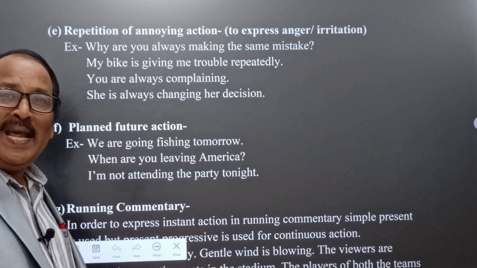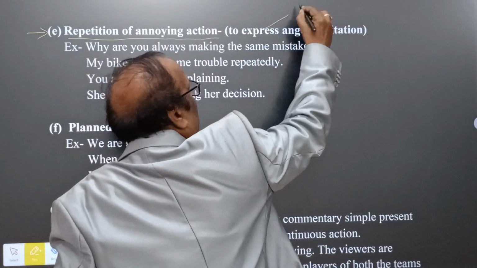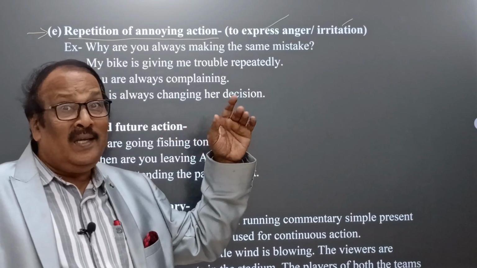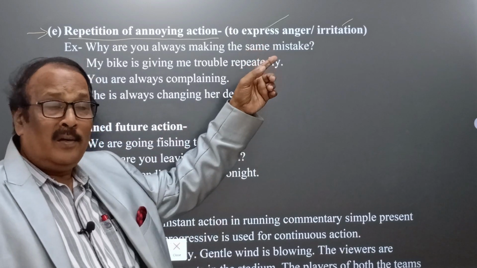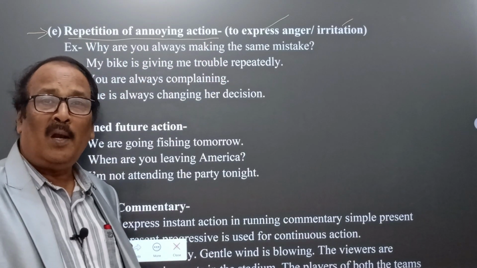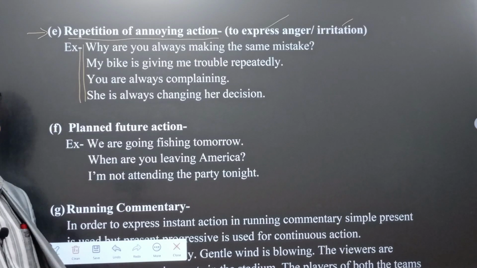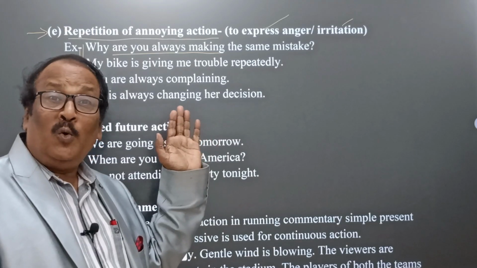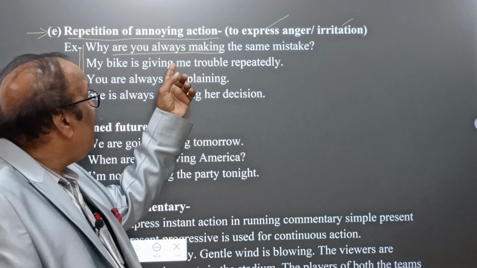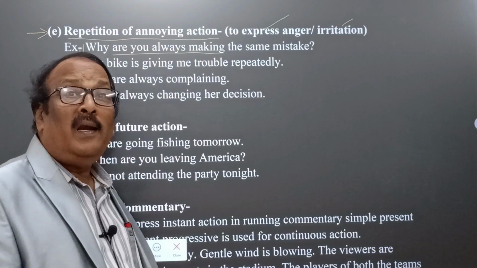Now come to the next point, repetition of annoying action in order to express anger or irritation. At the time of expressing our irritation or anger, in order to express repetition of action, we take the help of present progressive. Let's see in examples. Why are you always making the same mistake? Here the question maker expresses his anger or annoyance in connection with someone's making mistake again and again.